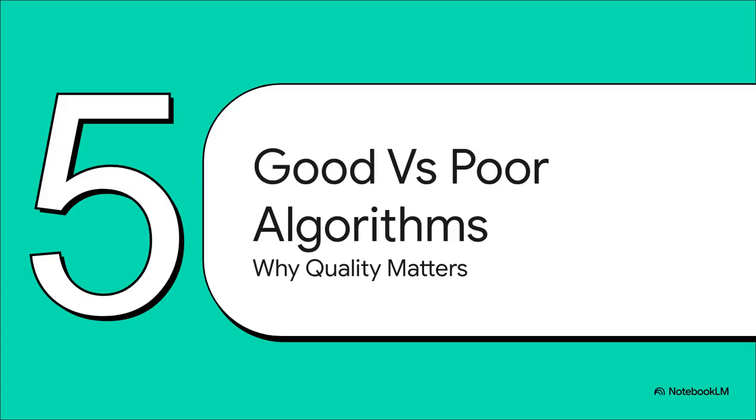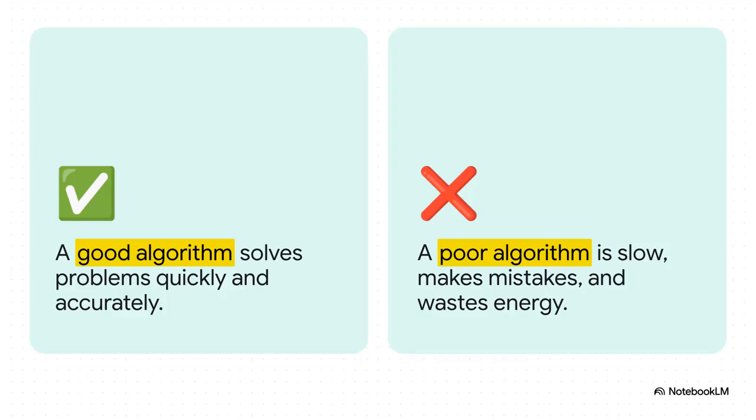Let's move to our quality control module in Section 5, Good versus Poor Algorithms. Because just having instructions isn't enough. They have to be the right instructions. Let's contrast these two outcomes side by side. A good algorithm is quick, accurate, and uses very few computer resources. It's kind of like a highly organized math student using a clear method to solve a problem perfectly on the first try. A poor algorithm, well, it's slow, error-prone, and wastes energy.